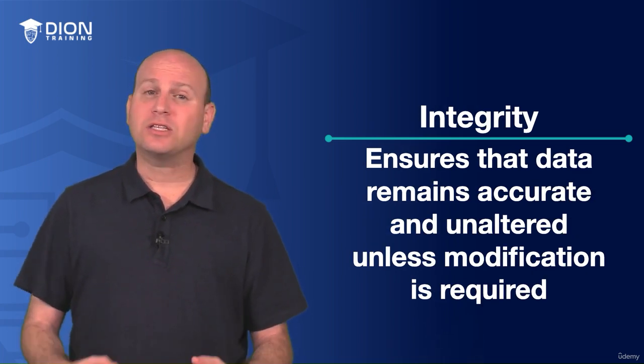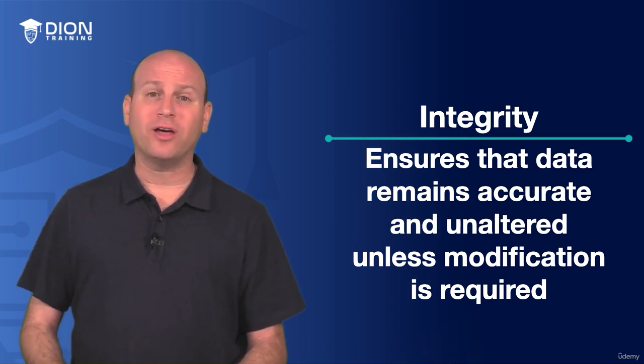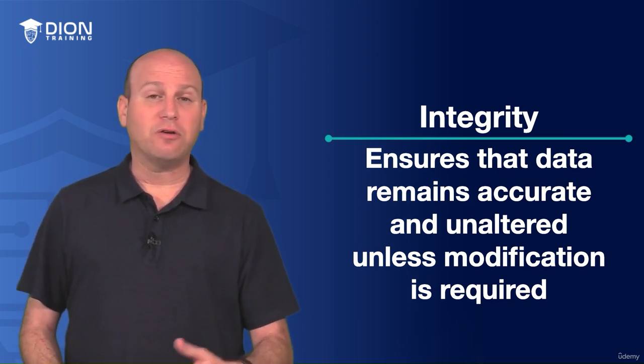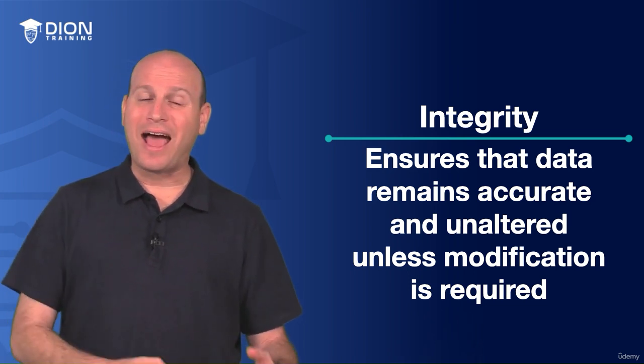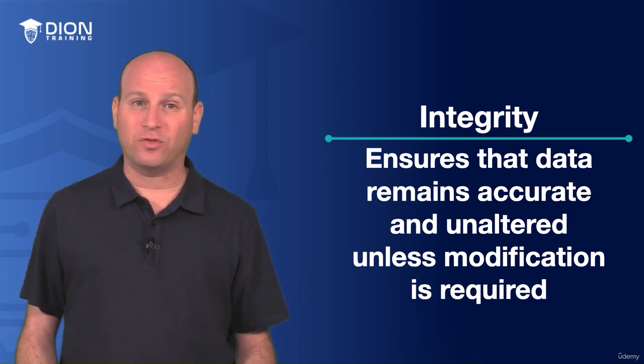Now, integrity is going to ensure that data remains accurate and unaltered unless modification is required. For example, checksums can be used to verify that a file has not been changed or corrupted as it moves along our network during a data transfer.